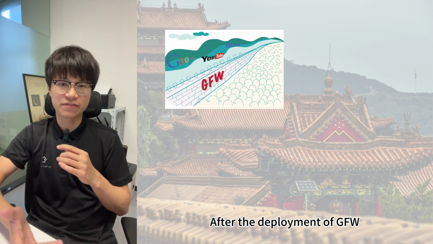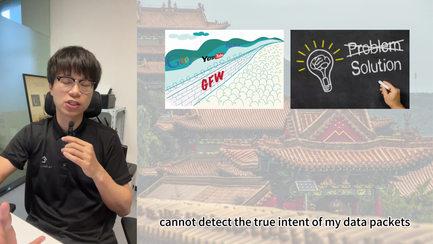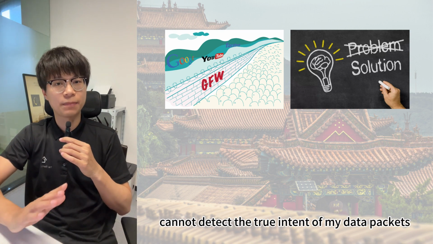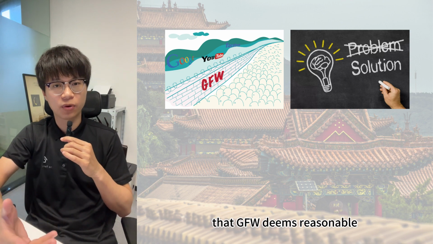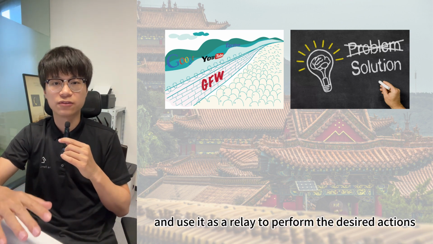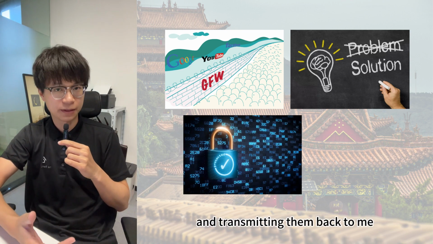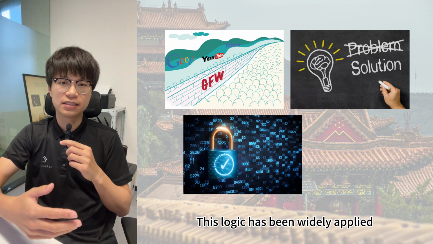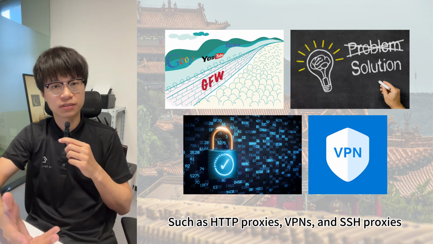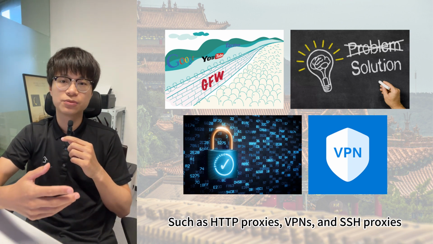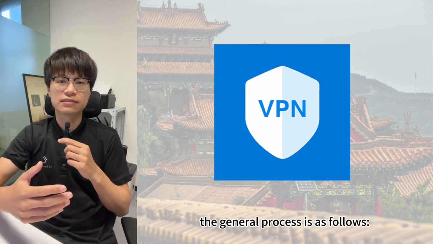After the deployment of GFW, based on the working principles, we can determine that as long as GFW cannot detect the true intent of my data packets, I can bypass it by connecting to a server that GFW deems reasonable and use it as a relay to perform the desired actions, encrypting the results and transmitting them back to me. This logic has been widely applied in earlier methods of circumventing censorship, such as HTTP proxies, VPNs, and SSH proxies. Taking SSH proxy as an example, the general process is as follows.